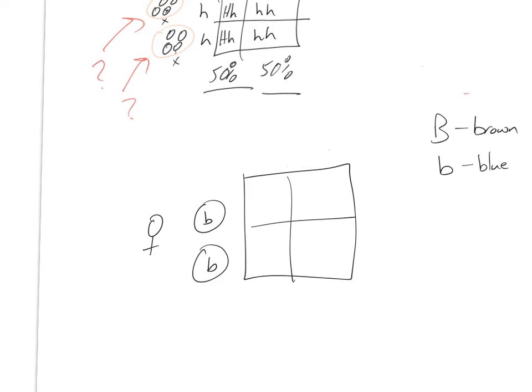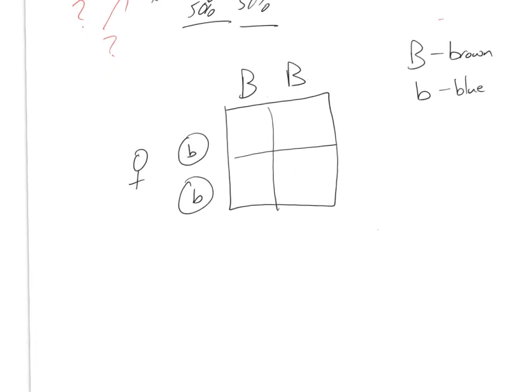All right, so how many kids did he have? A lot. And they all had brown eyes. So it's probably true that he had big B, big B. Let's go ahead and go with that. Are you paying attention? Okay, so he had big B, big B.